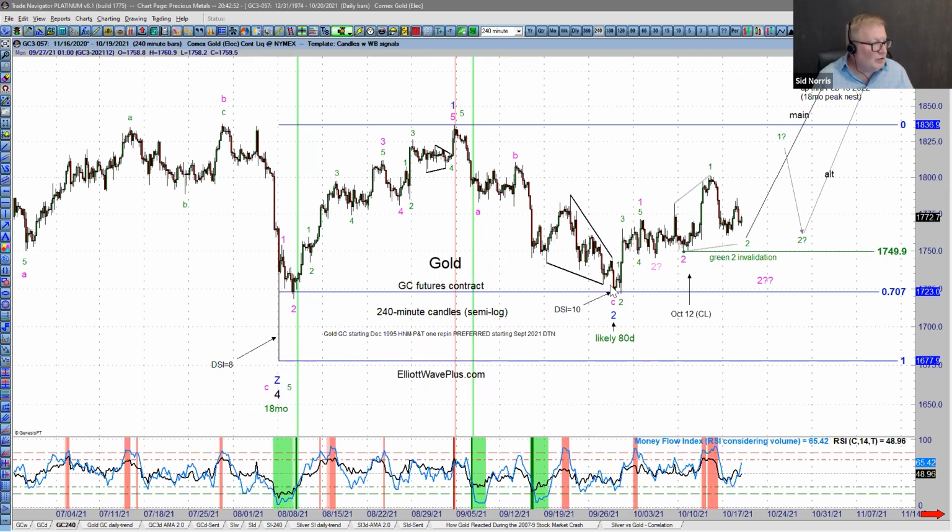Also, this pullback was in 3 waves, and it pulled back to the 707 Fibonacci. So everything's working pretty well on the wave count, except for this gobbledygook we're seeing in the last little bit on the short term. But I'm going to bring over Synium Trader, and I use gold starting December 1995, 1 repin.